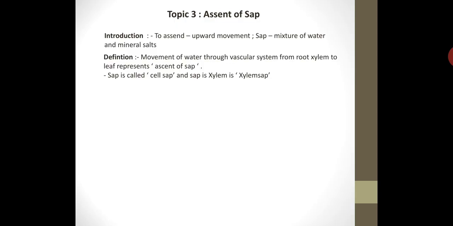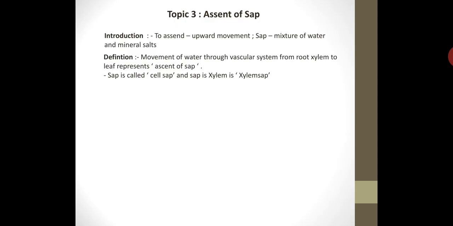Sap is nothing but the mixture of water and different mineral salts dissolved in the soil water. So soil water is not pure water. It is the mixture of water plus different types of salts dissolved in it. This mixture we call a sap. So ascent of sap means movement of water molecules from the xylem of the root to the xylem of the leaf.